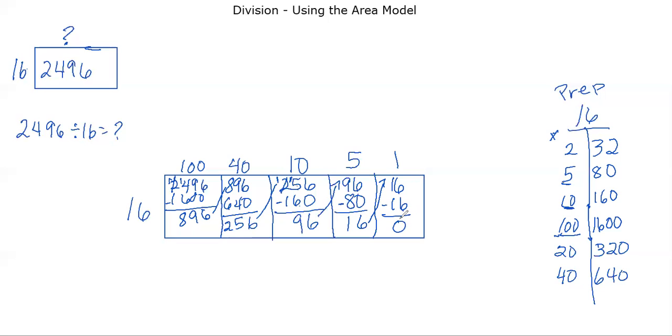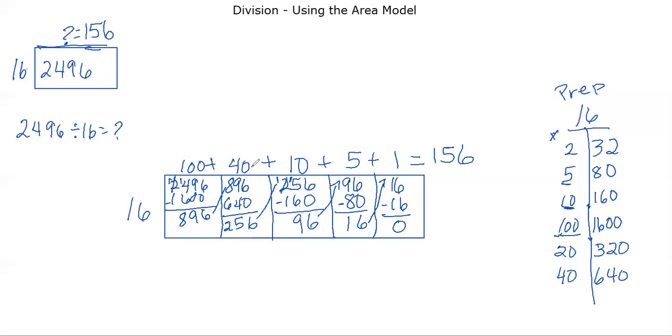A nice even number. And what is that number? We're going to add all of the partial quotients. This is what we call them. Have you added 100, 40, 10, 5, 1? 156. So the missing number here, the missing side, is 156.